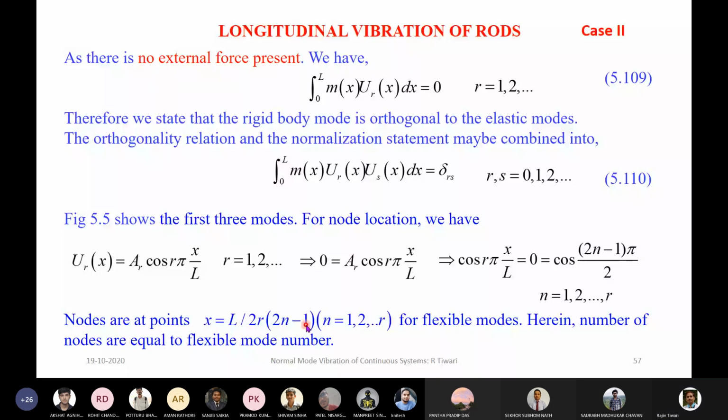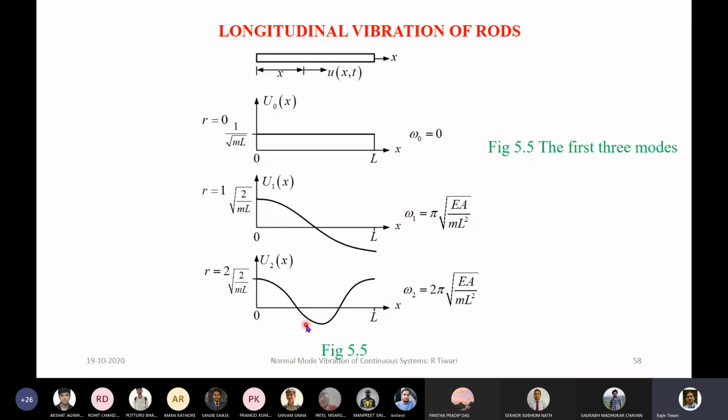And this is the mode eigenfunction, how it will look for the rigid body mode. All the particles in the beam will have the same displacement. So this rod will be moving, all the particles will be moving with the same displacement. That's why it is shown as a constant value. And the corresponding natural frequency will be 0. So that is corresponding to the rigid body mode.